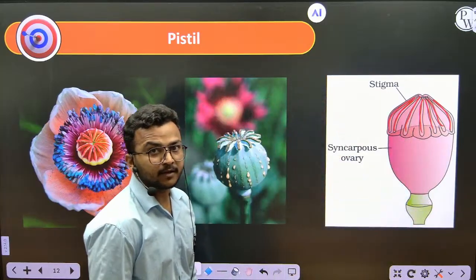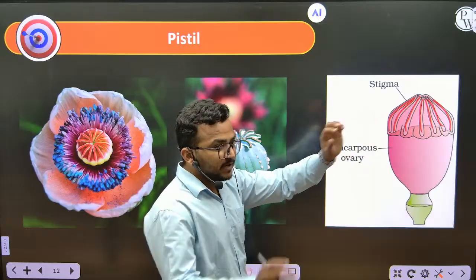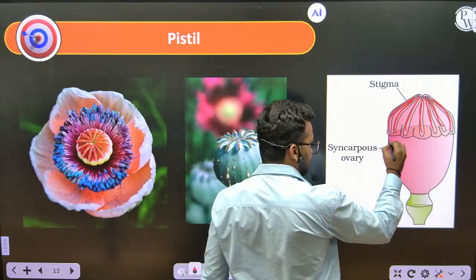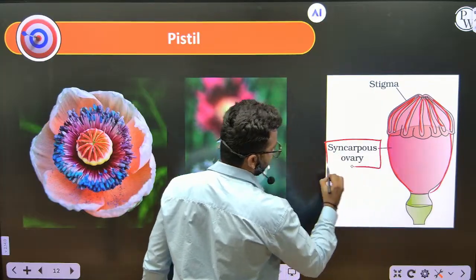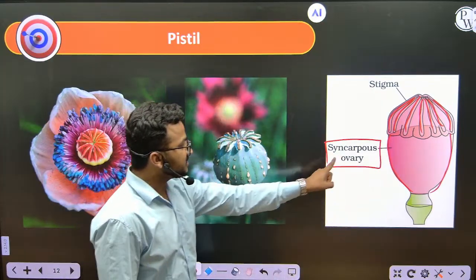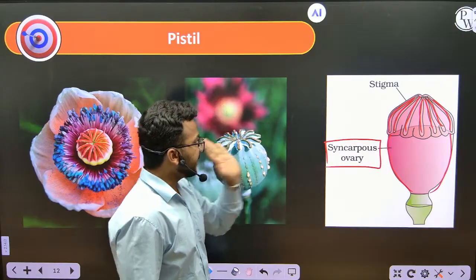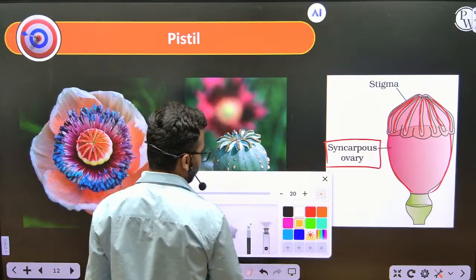Many stigma are there. Many stigma, but they are fused here. Ovary is fused. So it is ovary is fused here. Fused condition is nothing but syncarpous ovary. And the example for that is Papaver.